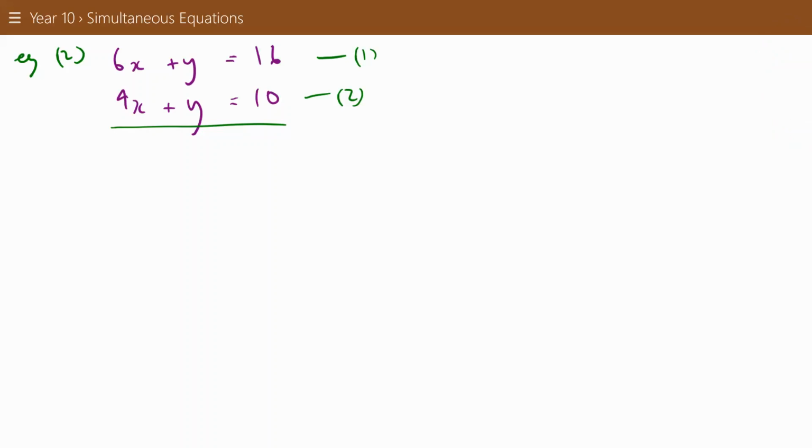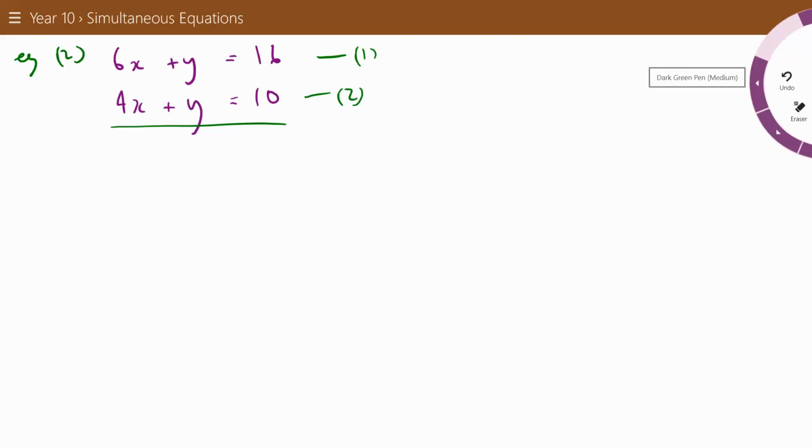What variable should we eliminate? What should we eliminate here? Think about it. If we're going to minus, 6x minus 4x going down this way, that won't help us. We'll be left with 2x. But what is y minus y? It's 0, so we can eliminate y. Sometimes you might have to eliminate y. Sometimes you will eliminate x.